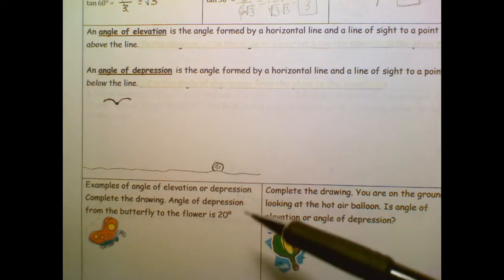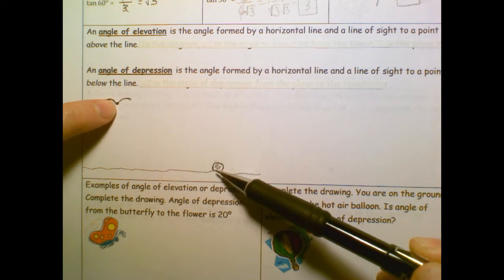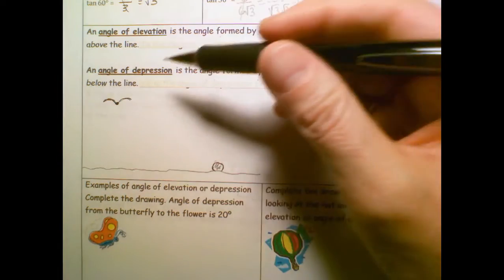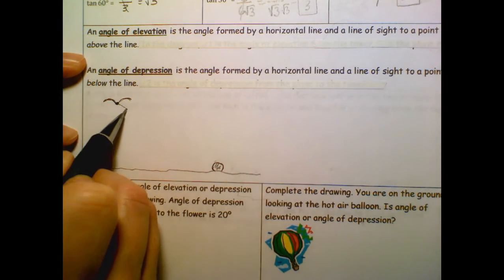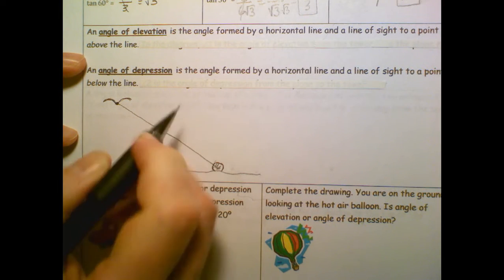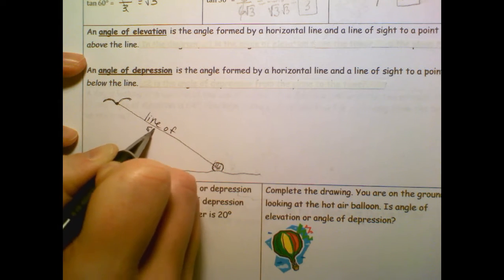When we talk about angles of elevation and depression, those are angles that are created between two objects. One is above the other, and the other is below the other. So the first line we're going to draw on here is a line that connects the two objects, and this is called the line of sight.